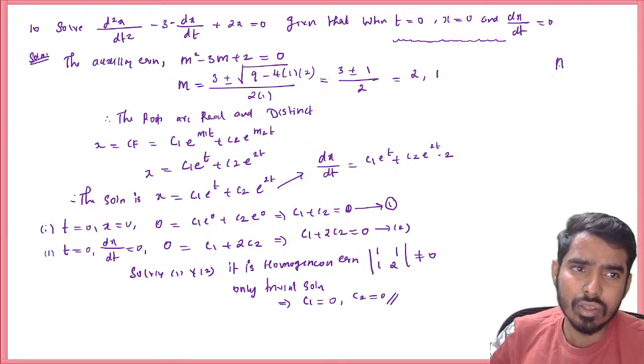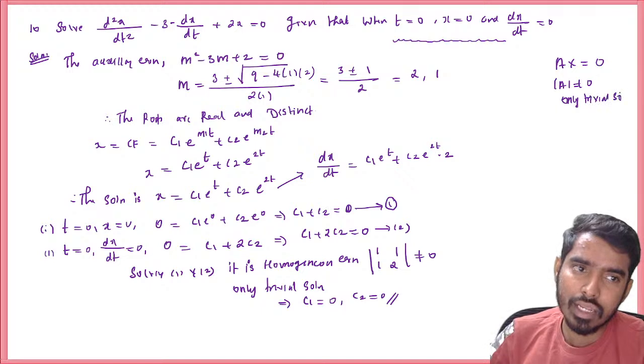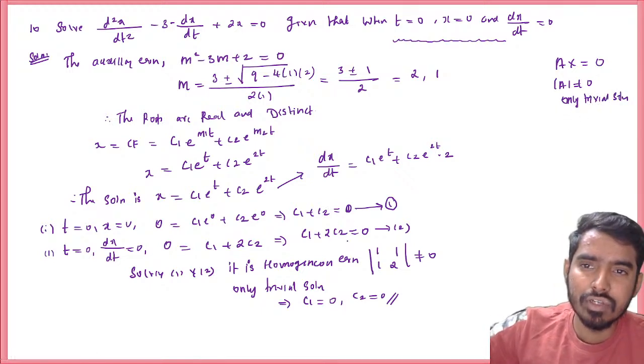Linear algebra. You are solving the system A x is equal to 0. And when the determinant of A is not equal to 0, only the trivial solution is possible. That is, 0 is the only solution. Therefore, C1 and C2 are 0.